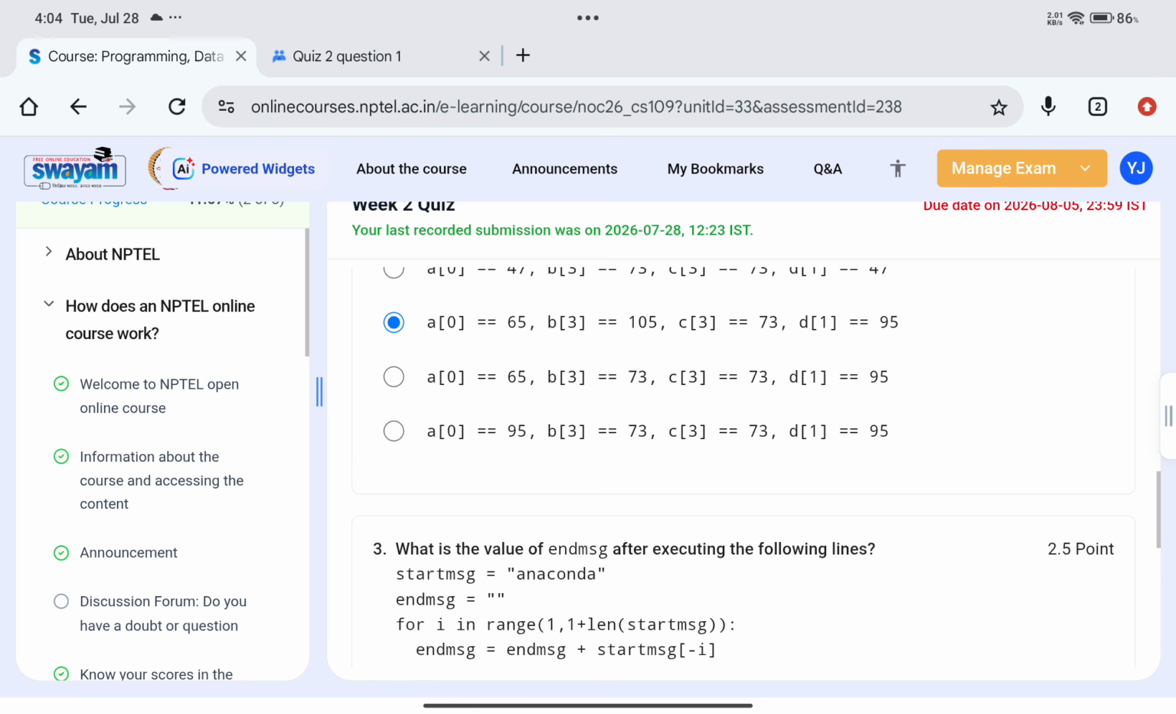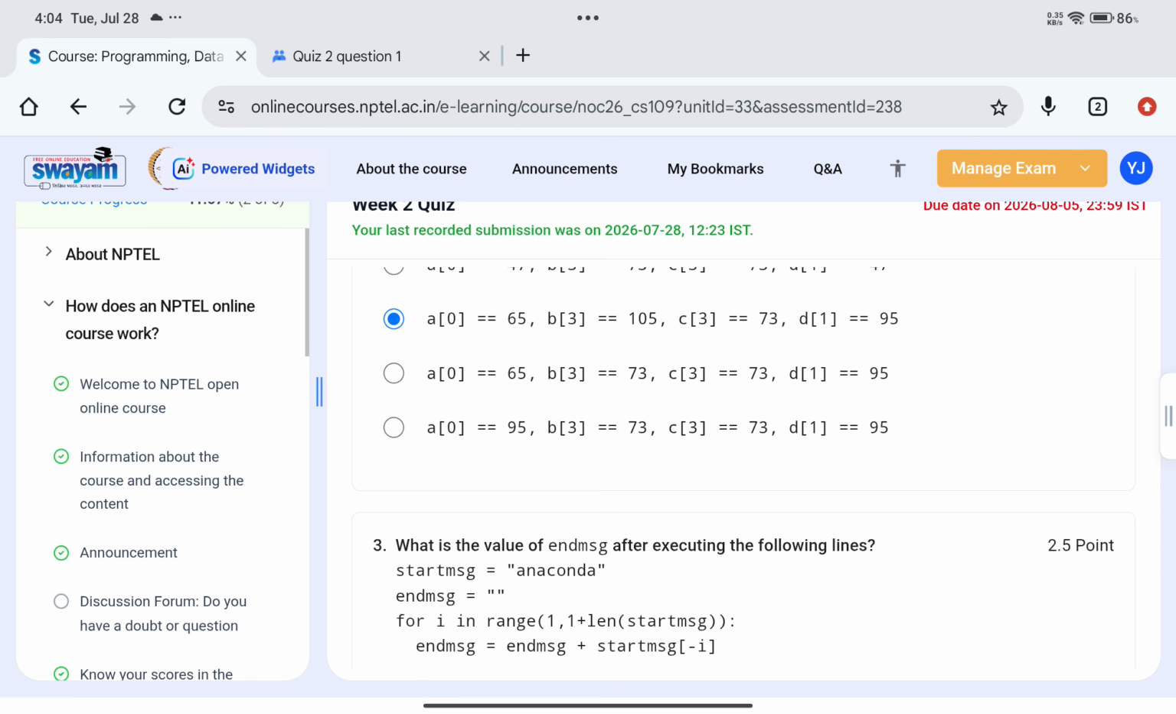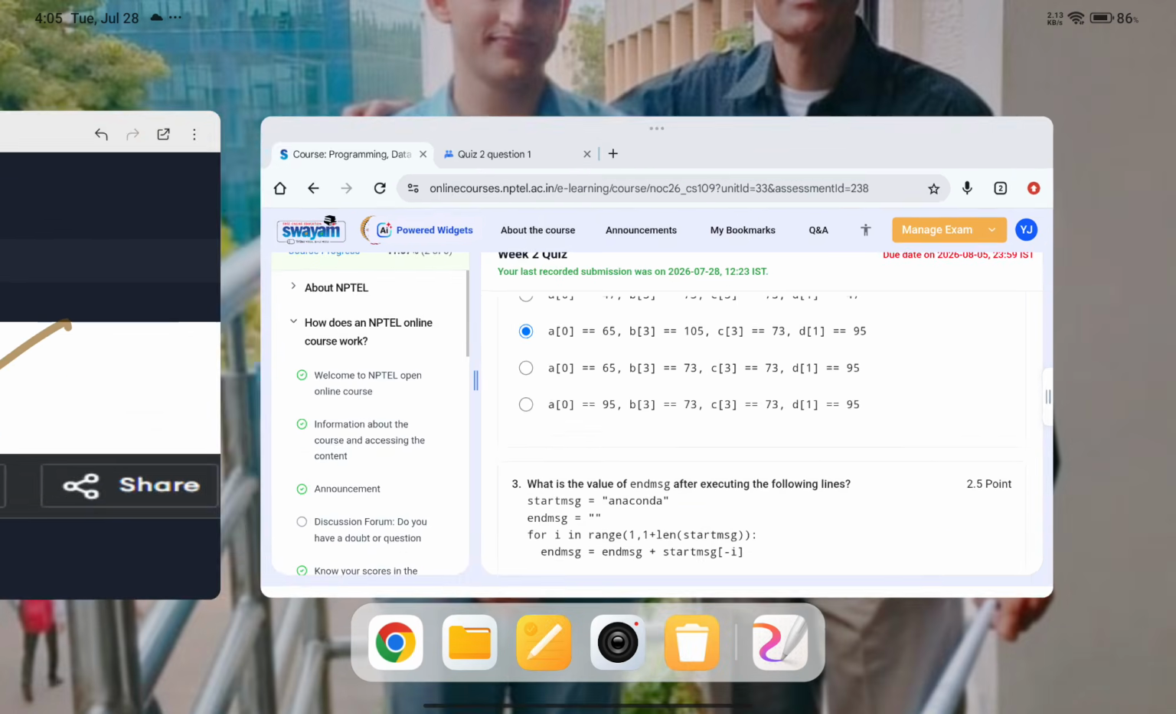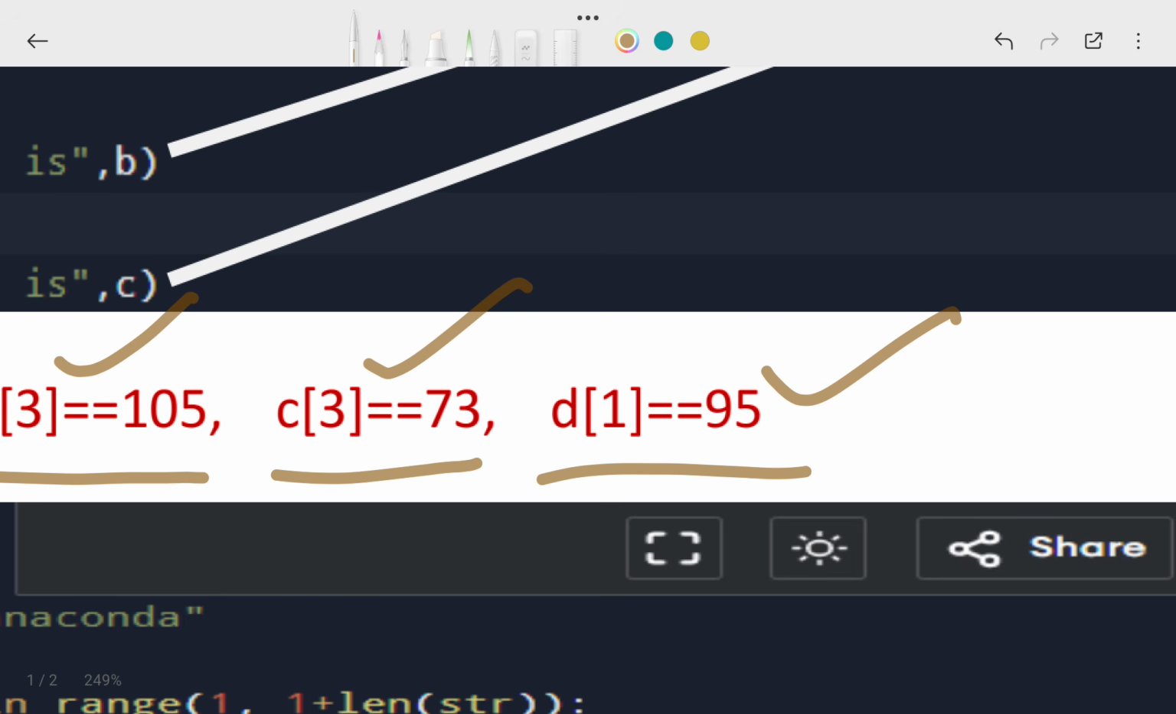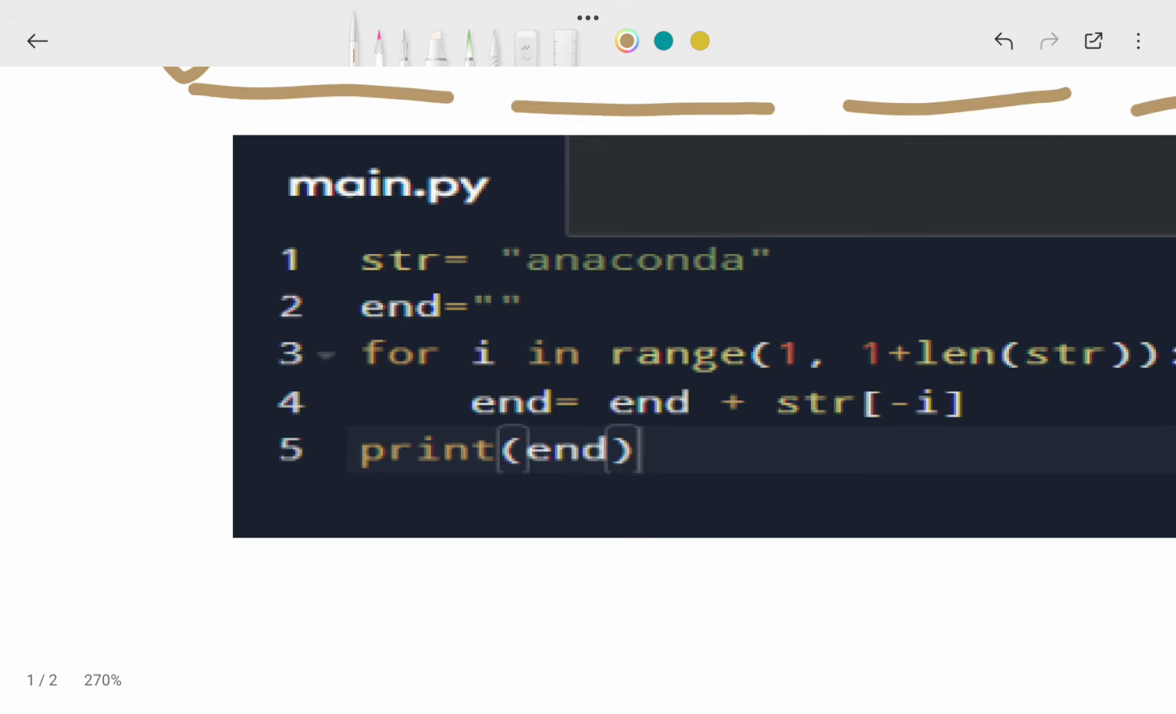After that there is another question, number 3. He has given you one string, and after that he has given you another string that is blank, and one for loop: for I is equal to 1 to end of the string, and after that you are appending all the values from last to first. So now we have written the code here. You can see we have written the code here.